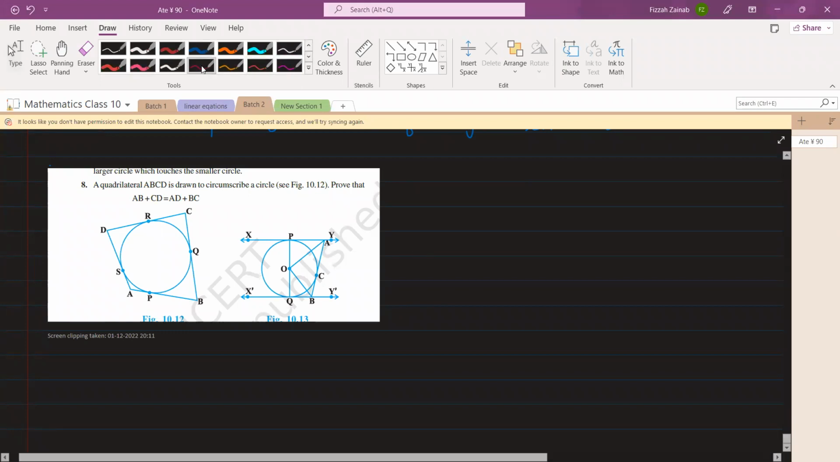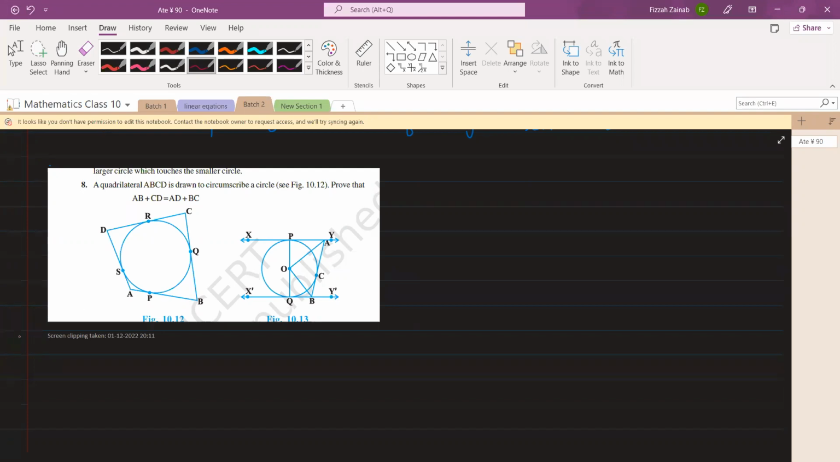Now see here. A quadrilateral ABCD is drawn to circumscribe a circle. Circumscribe means all the sides are touching the circle, okay? Prove that AB plus CD is equal to AD plus BC. Okay, no issues here.